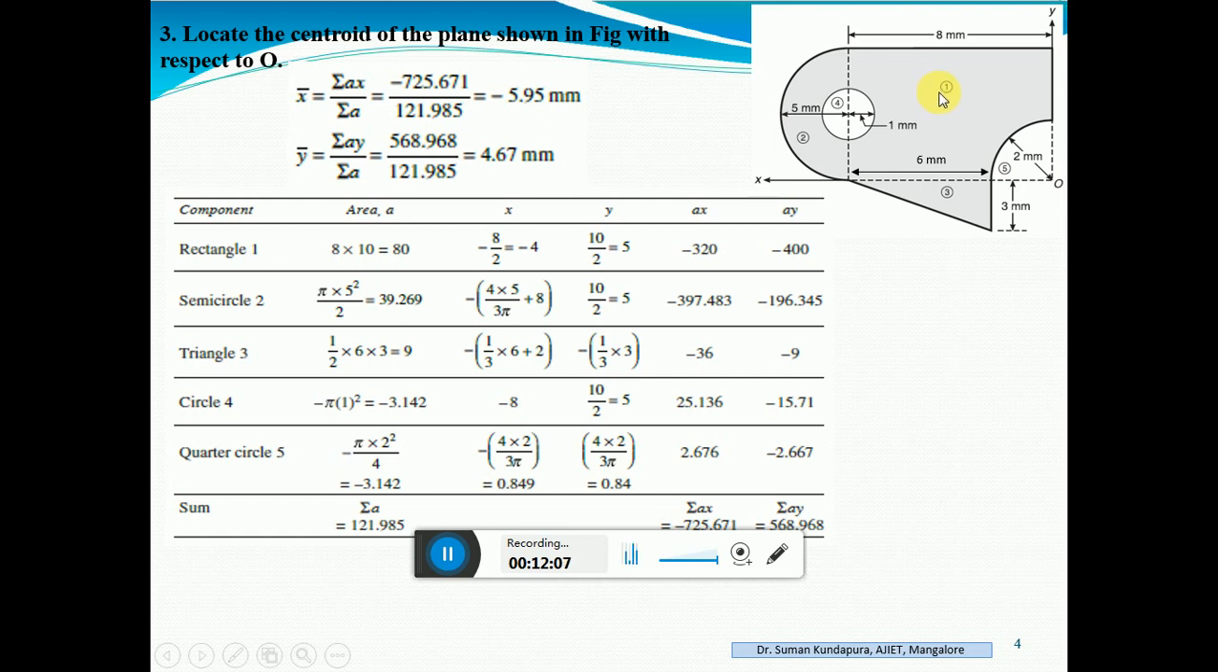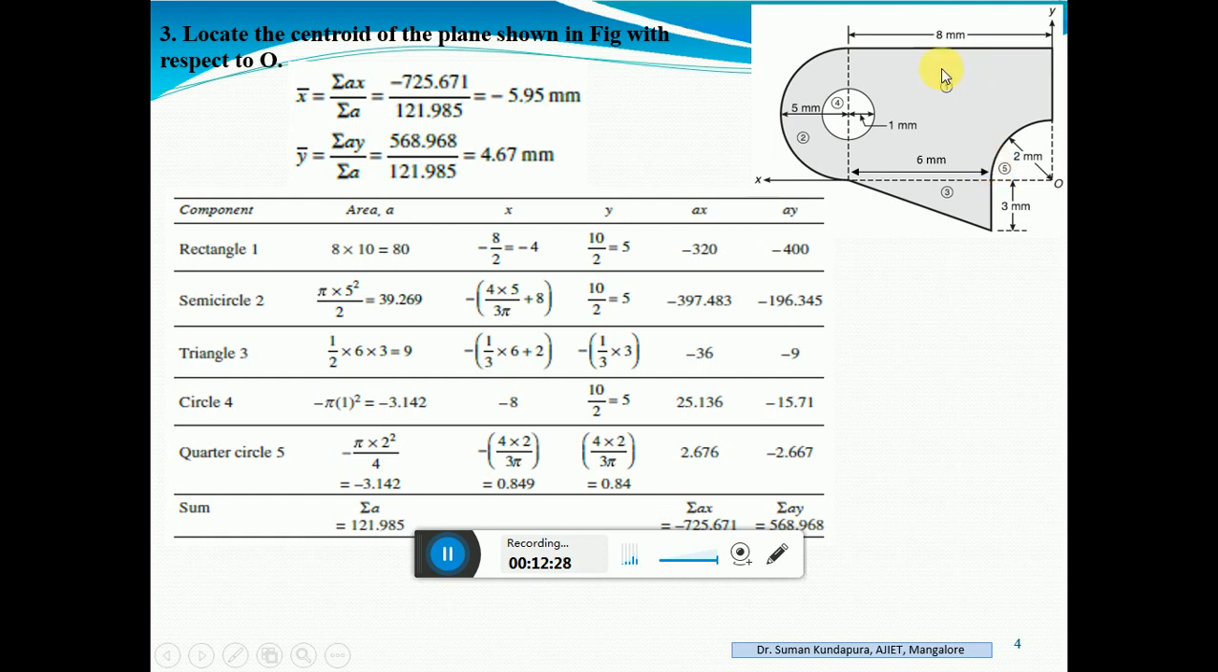That is, I named the rectangle as 1. I named this whole semicircle as 2. The triangle which is lying over here is 3. This circle as 4. And this quarter circle as 5.